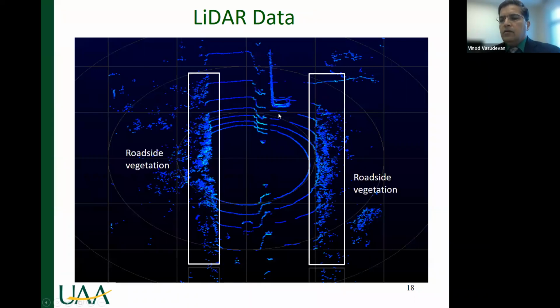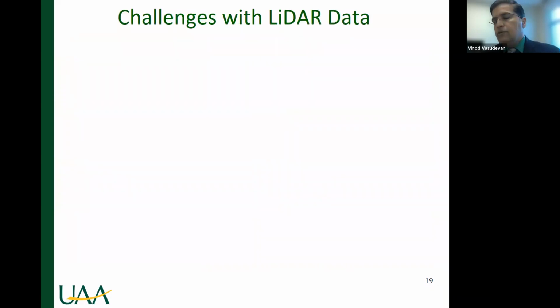These could be roadside vegetation. That could be, in this case, a truck or a bus. This could be a car. This could be bikes, etc. So the question is, how would you detect them and track them?